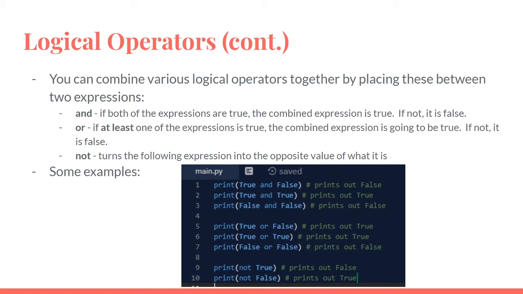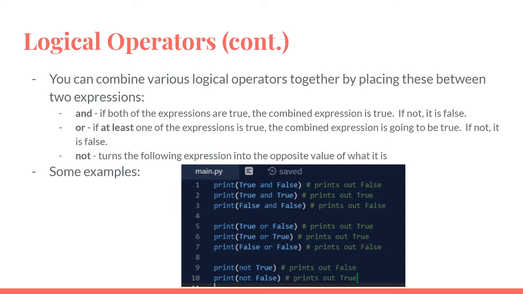Now, if you have or between these two, only one of the ones on the left and the right has to be true. If one of them is true, then it's fine. Think about it: I need apples or oranges, right? If you give me apples, I'm fine. But if I need apples and oranges, and you give me just apples, that's not fulfilling my requirements.